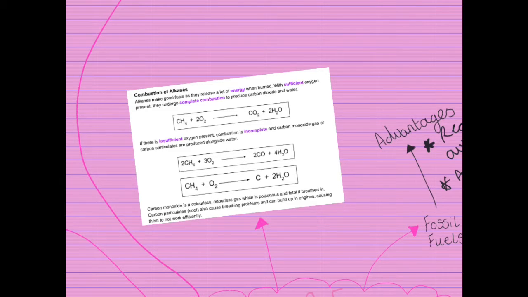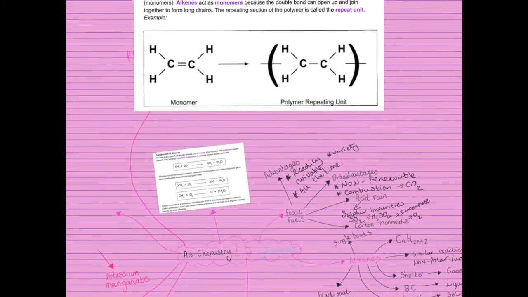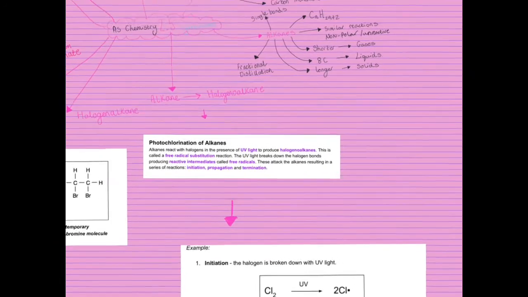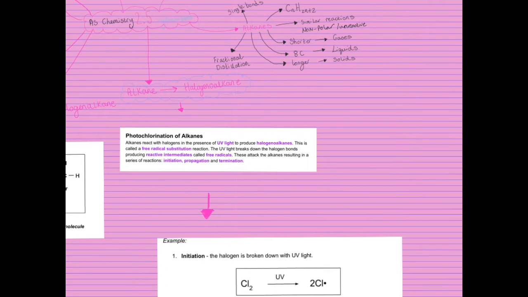So that's the combustion of alkanes. So that's the use of an alkane. The other thing that happens with alkanes is that we can use them to make halogenoalkanes, so an alkane with a halogen attached. This happens under UV light. It's called free radical substitution.